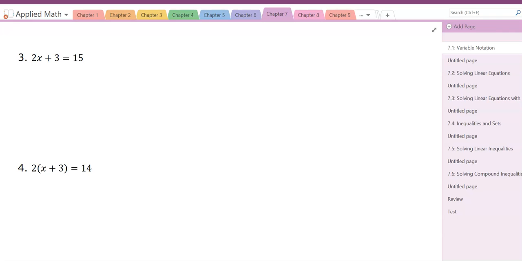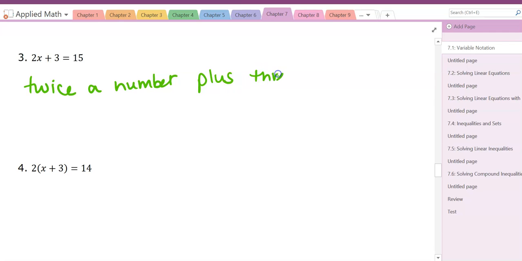So for number 3, it says 2x plus 3 equals 15. Instead of saying 2x, 2 and x are being multiplied. So you could say 2 times a number, or the product of 2 and a number, or you could say twice a number. So if we wanted to write out a sentence, you could say twice a number, that takes care of the 2x. Now we have plus 3 is 15.